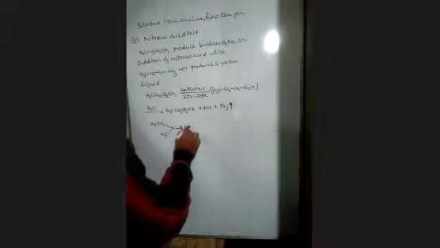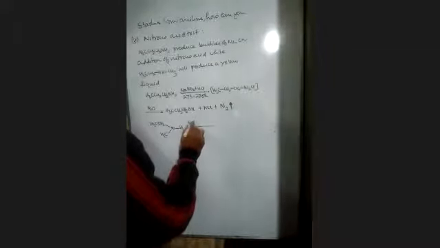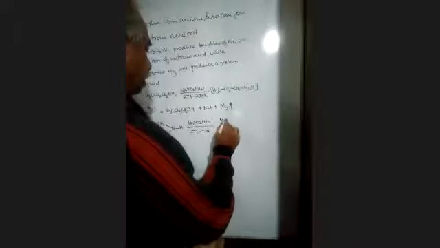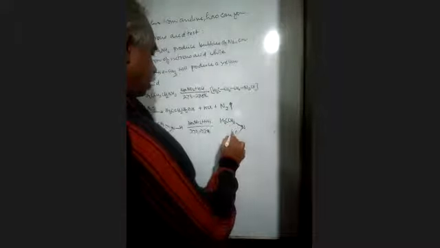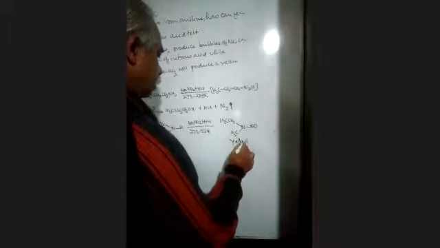And when you react this one with secondary amine, so if you react it with nitrous acid, okay, at 273 to 278 Kelvin, what you will find? You will get here, you get this. Okay, this is a yellow liquid.